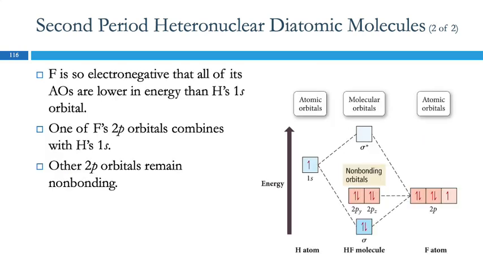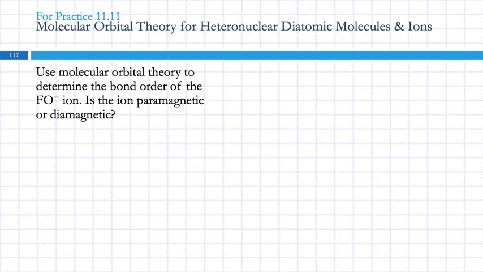And if we look at HF, fluorine is so electronegative that its 2p orbitals are lower in energy than hydrogen's 1s orbital. And so then you end up with some wonky thing like this. And really all this tells us is we really don't want to look at heteronuclear molecules. But this is something we could do.